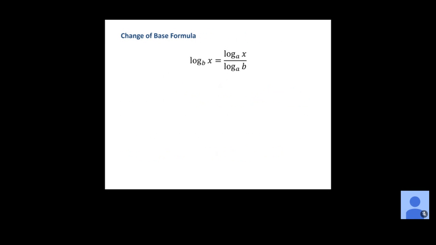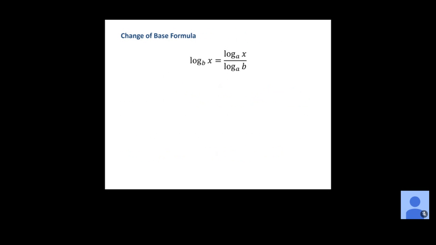So if you have a base b log of x, we can rewrite that as a base a log of x divided by a base a log of b. Okay, so notice here the x goes to the numerator, the b goes to the denominator, and then we have to use the same base, whatever base you would like, for the base a.